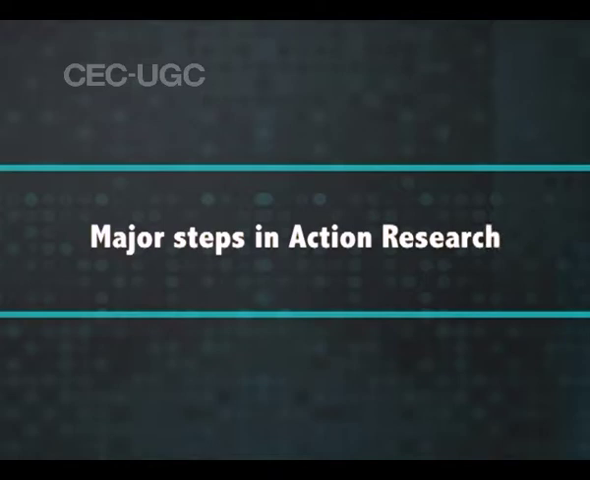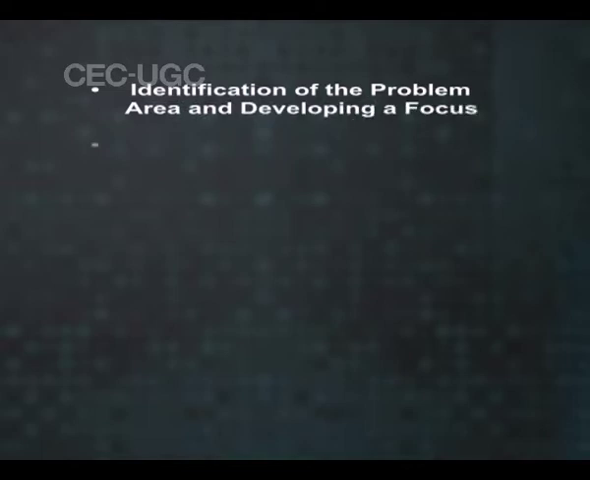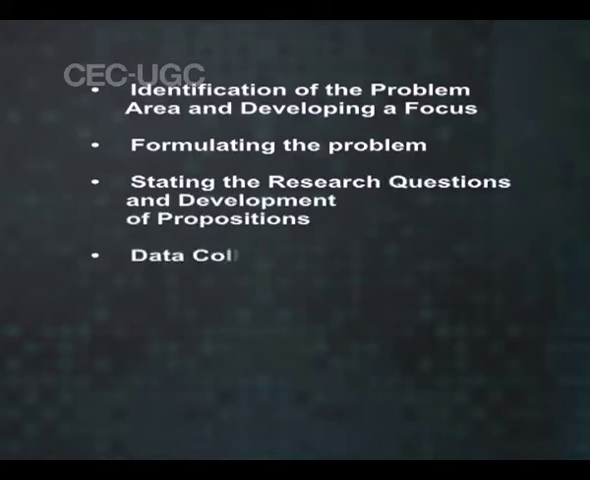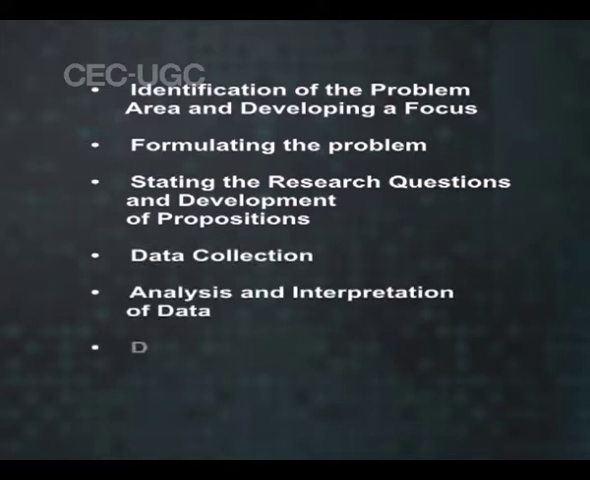Major steps in action research. First, identification of the problem area and developing a focus. Next, formulating a problem. Next, stating the research questions and development of propositions. Next, data collection. Next, analysis and interpretation of data. Next, discussions and evaluating actions.